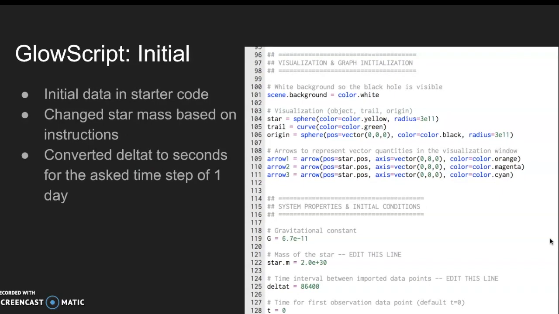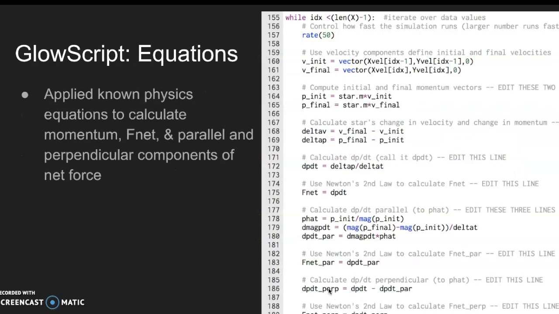The initial GlowScript data provided me with the radius as 3 times 10 to the 11th, the origin vector is 0, 0, 0, and I plugged in the gravitational constant G, which is 6.7 times 10 to the negative 11th, the mass of the star, which was 2 times 10 to the 30th, and I changed the time step delta t from 1 day to 86,400 seconds.